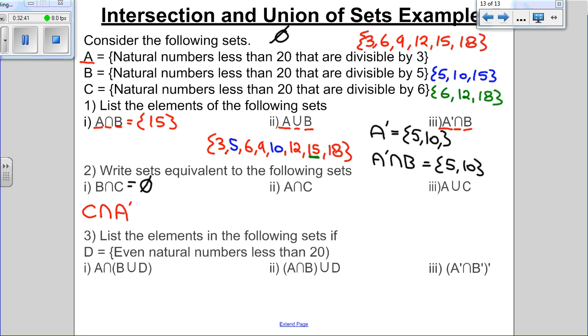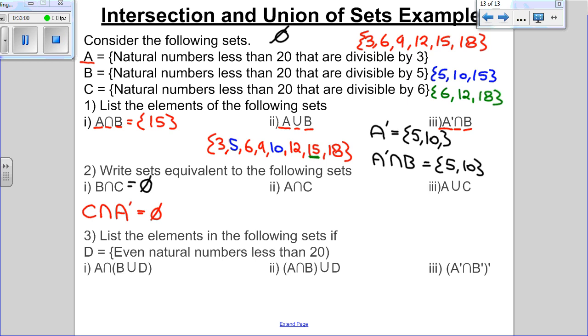That's a tricky one that you came up with. I like that. So the things that are in C are 6, 12, and 18. And you're looking for things that are in C and in not A. Things in not A were just 5 and 10. Nothing is in both of those, so nothing's in their intersection.